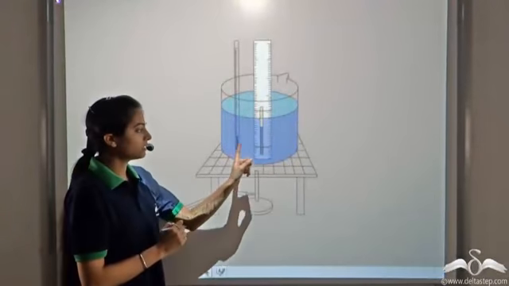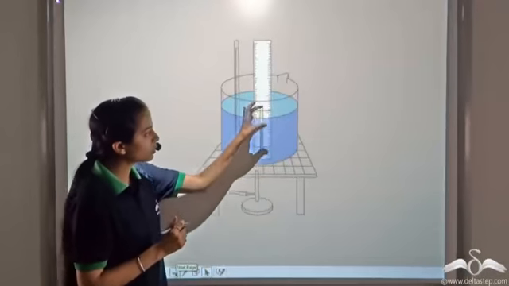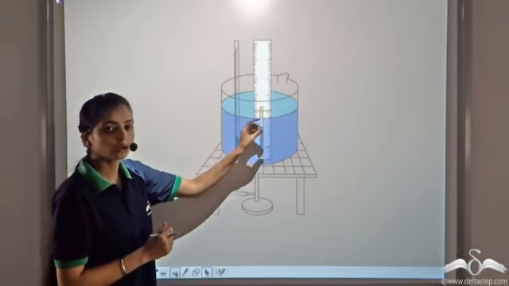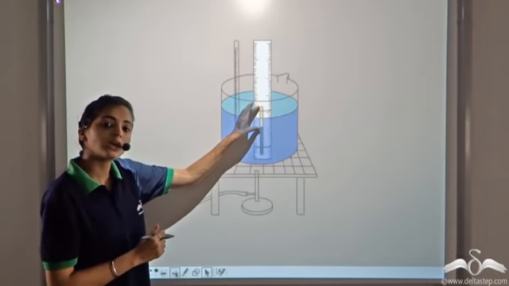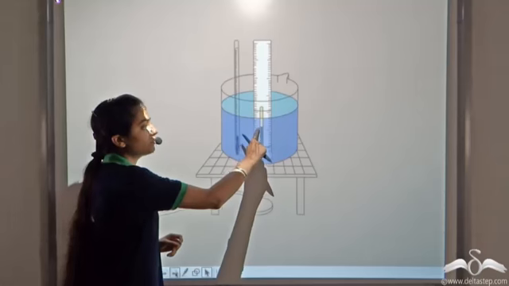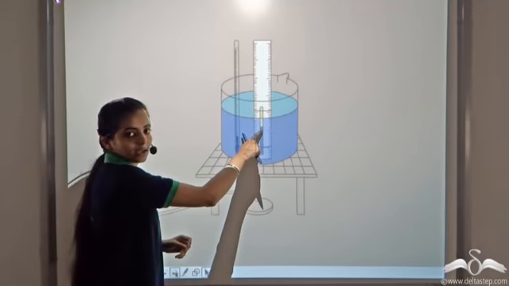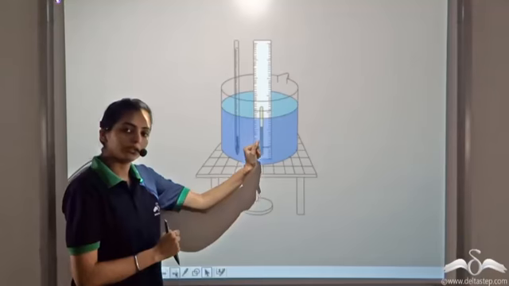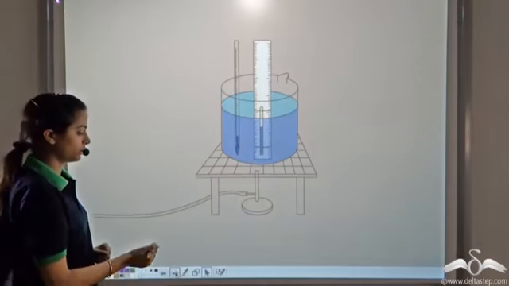Now, if you'll observe, there is gas enclosed in the capillary. This area shows that there is a gas which is trapped in the capillary. The remaining volume is the water which is filled in the capillary. So there is gas enclosed in this part of the capillary. Now he started heating this water.